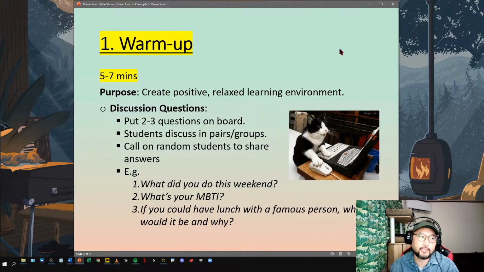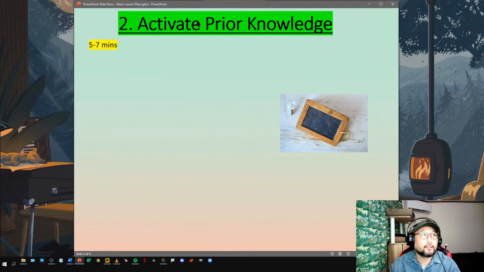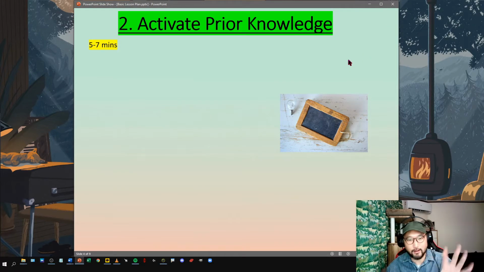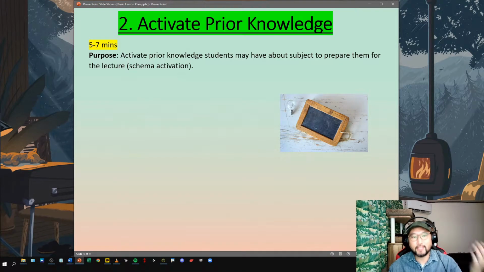All right, going on to the second element of our basic lesson plan, we have activating prior knowledge. So depending on what you're teaching that day, it's very likely that students have some pre-knowledge or prior knowledge of that topic. It's not always the case, but usually students have some idea or some previous experience or knowledge. So what this block of time is meant for is to activate that prior knowledge that they might have about a specific topic.